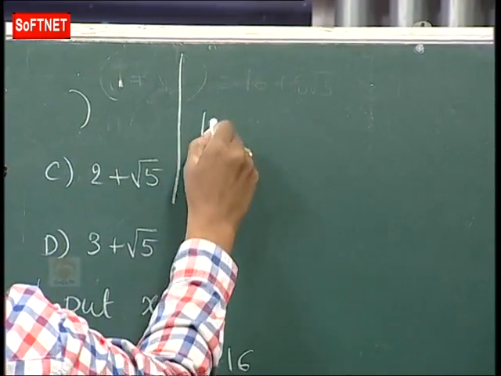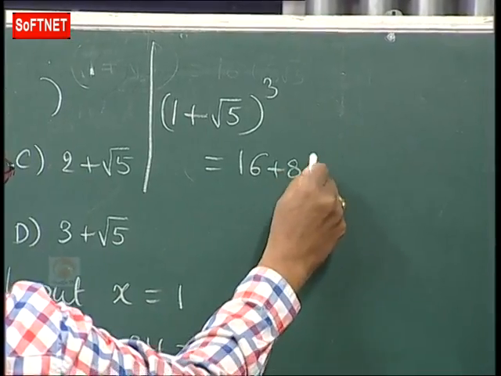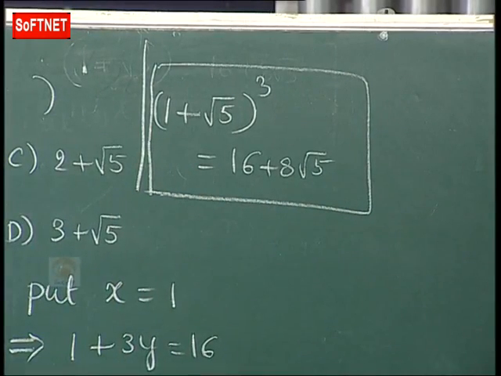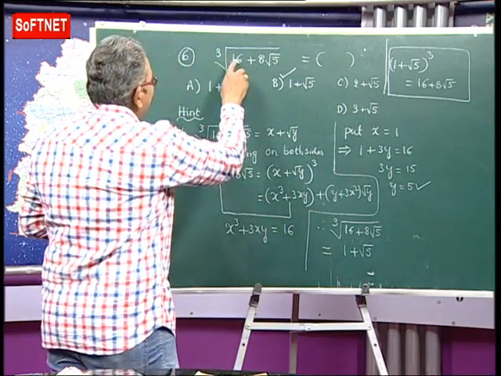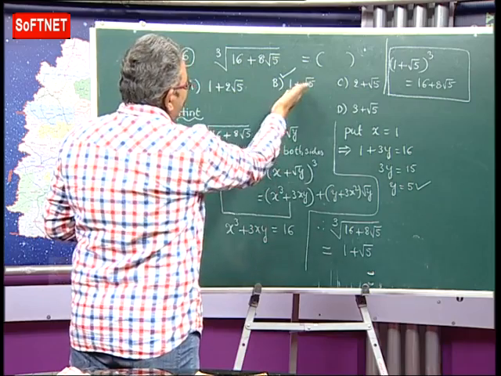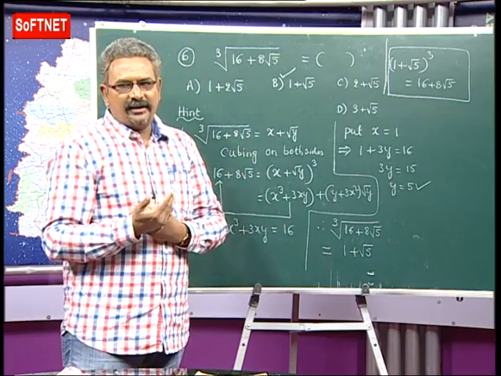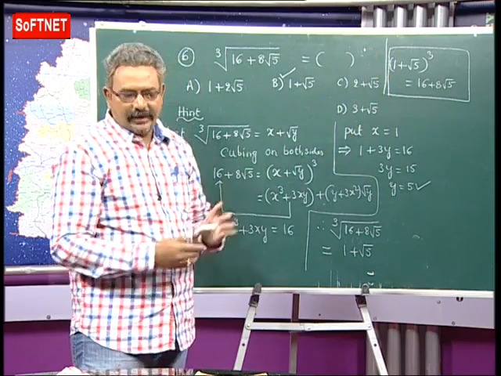1 plus root 5 whole cube is equal to 16 plus 8 root 5. That means using options also sometimes we can solve the problems. That means cubing A, cubing B, cubing C, cubing D, if you get 16 plus 8 root 5, that means by cubing 1 plus root 5 you get 16 plus 8 root 5. So that will be the answer. Or sometimes any calculations are required, at that time also we can make use of this one. 1 plus root 5 whole cube is equal to 16 plus 8 root 5.